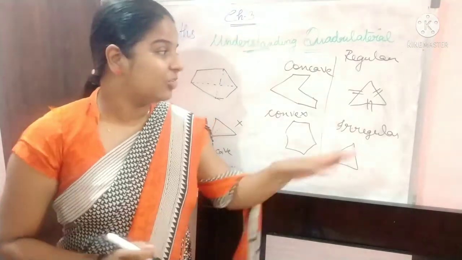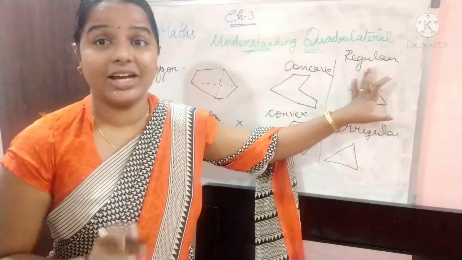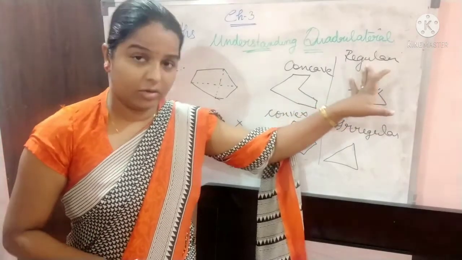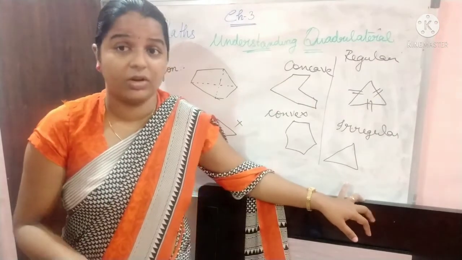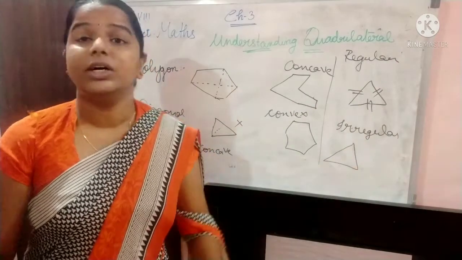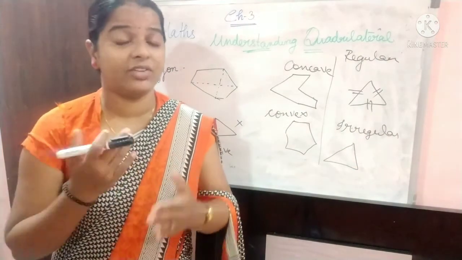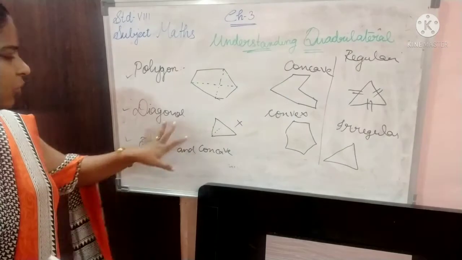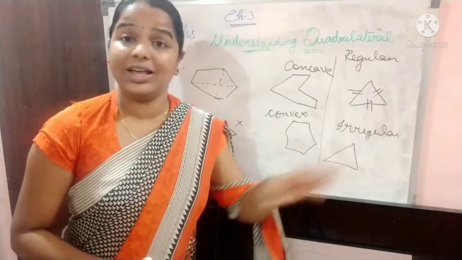Understood students? So this is the regular polygon which has equal sides, and the equilateral triangle is an example of regular polygon. And right angled triangle is an example of irregular polygon. You can say square. Square is a regular polygon, and a rectangle is an irregular polygon. Understood, students? Hope you understood this. What is polygon, what is diagonal, what is convex and concave polygon, regular and irregular polygon.